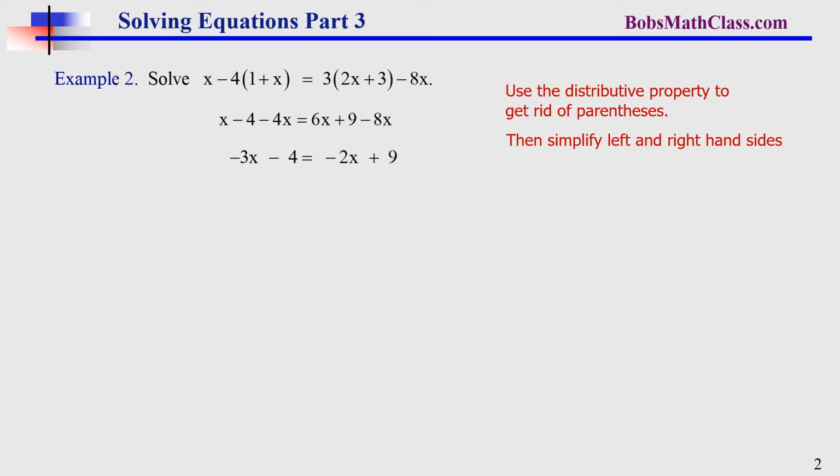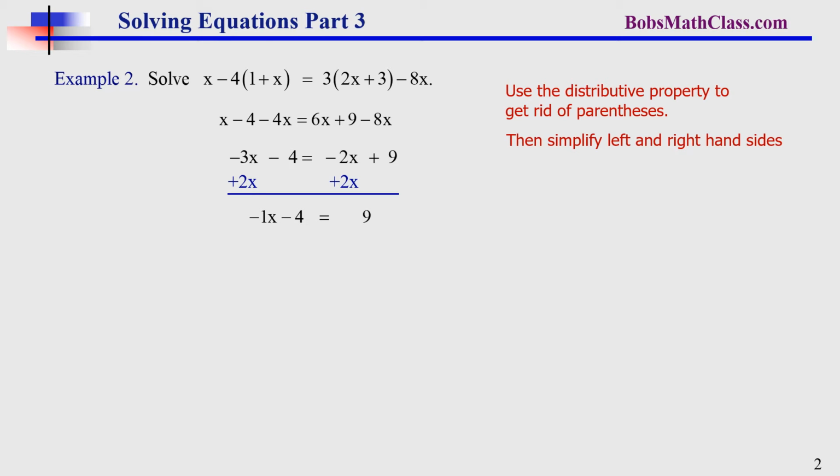Okay, so on the left-hand side, we have negative 3x minus 4. And on the right-hand side, negative 2x plus 9. Now we're right back to where we were on the last video. Add 2x to both sides.